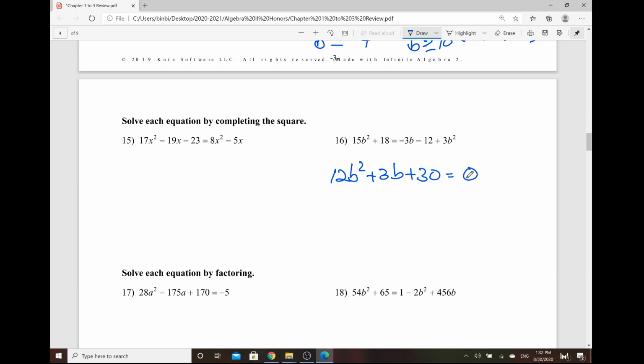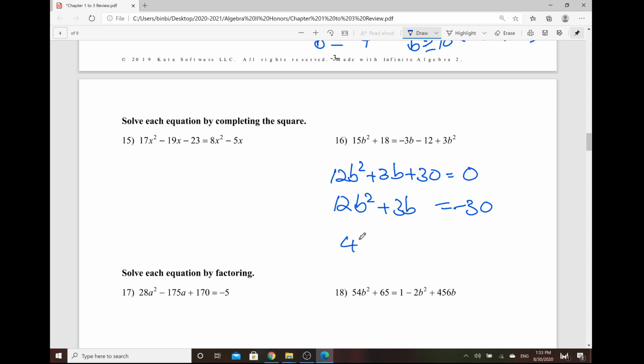And now we set that equal to 0. Since we know that this one, we can take out the greatest common factor. But before you do that, let's isolate the constant. We just want to put it on the right-hand side. So we got 12b squared plus 3b, and that equals negative 30. Another thing we can do here, we can divide everything by 3, or we can take out 3, it's up to you. Since they're all divisible by 3, let's divide it by 3.